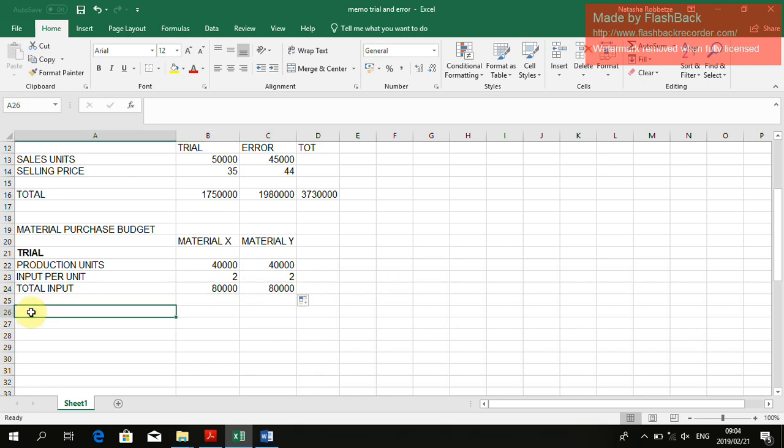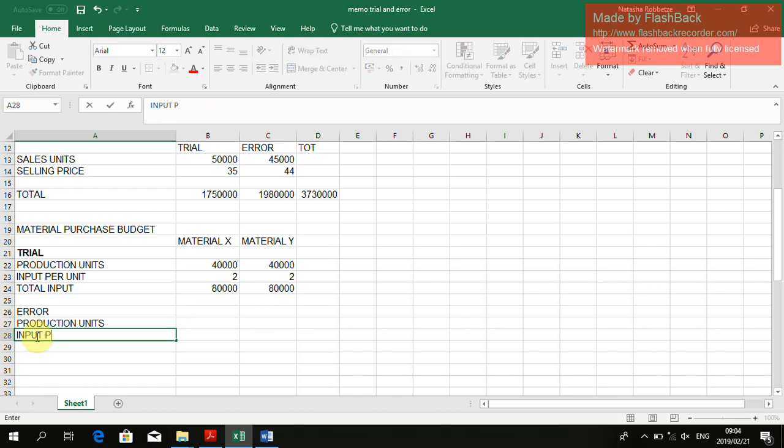Right, so now I have total input for a product trial, so I'm going to move on to product error. And again, I will start with my production units. And I'm going to basically repeat this calculation, but now I will fill in information that relates to product error.